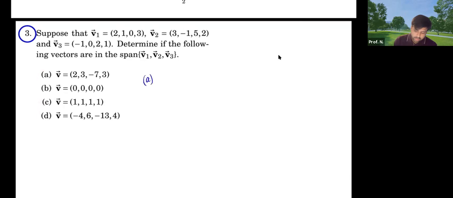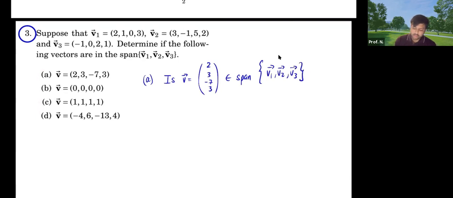The question is: the V that they give us, 2, 3, negative 7, 3, is this in the span of V1, V2, V3? Right? That's the question. Is it in the span? If so, then what's true? If your vector is in the span of a set of vectors, that means that this vector can be written as a linear combination of the rest of those vectors. So then the question becomes, can I write this as C1 V1 plus C2 V2 plus C3 V3?